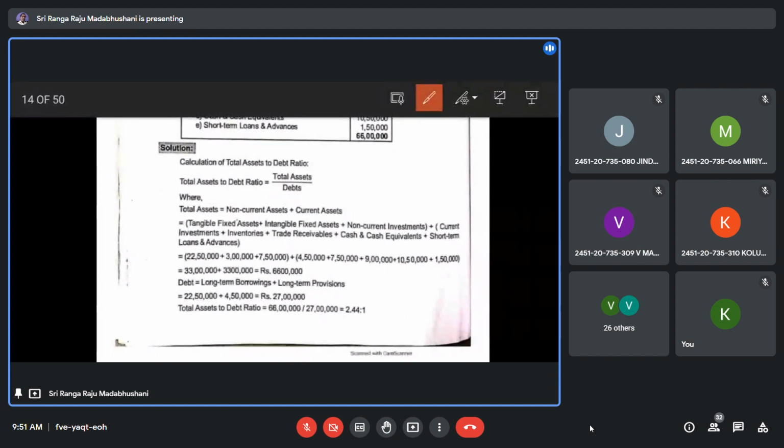Total assets by debt. Total assets are non-current assets and current assets. So the total we have taken: all assets, tangible assets, intangible assets, non-current investment, current investment, inventory, trade receivable, cash, cash equivalents. Then long-term borrowings, long-term provisions.